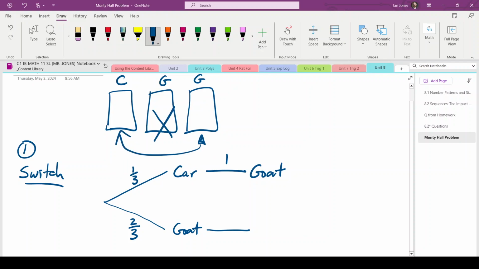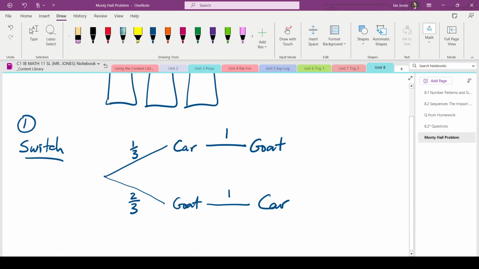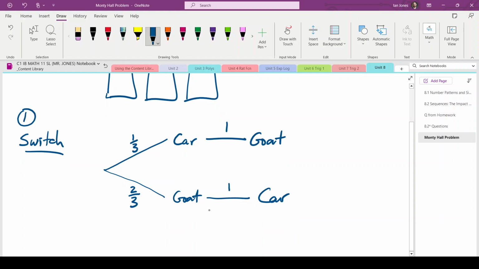Notice in this, Monty Hall is getting rid of the other bad outcome. That's part of the key to this. So if we choose a goat to start with and we switch, then we're guaranteed to get a car. Okay, so you can see right here that by switching, we have a 2/3 chance of getting a car.